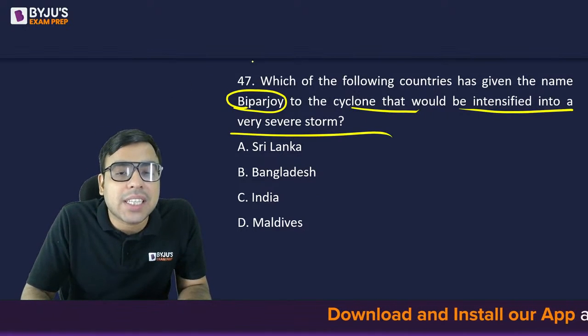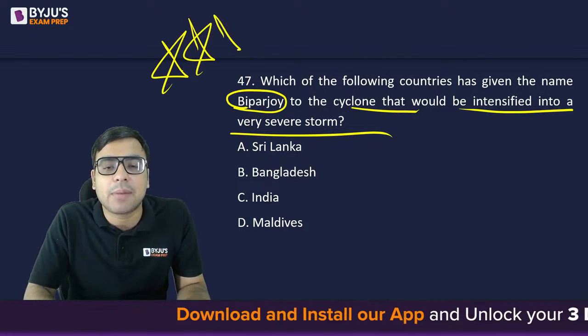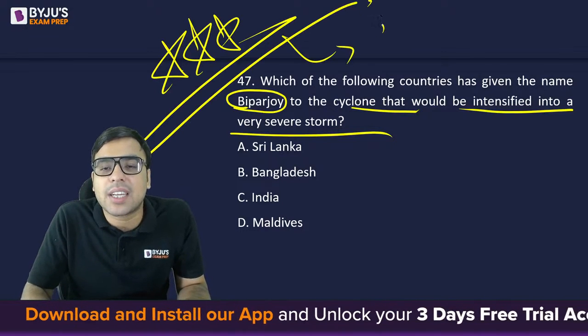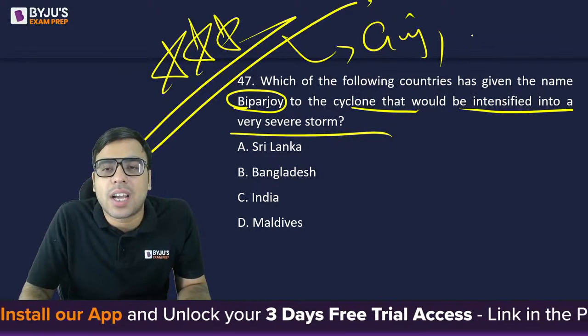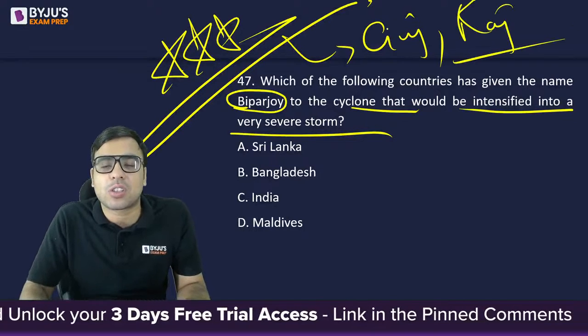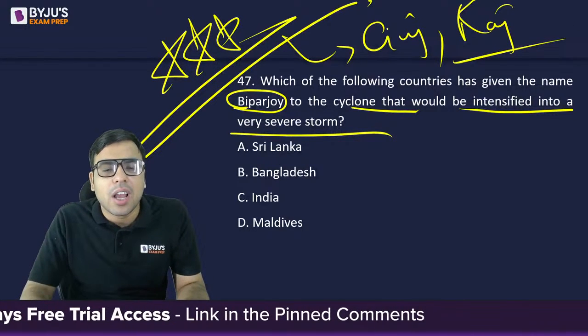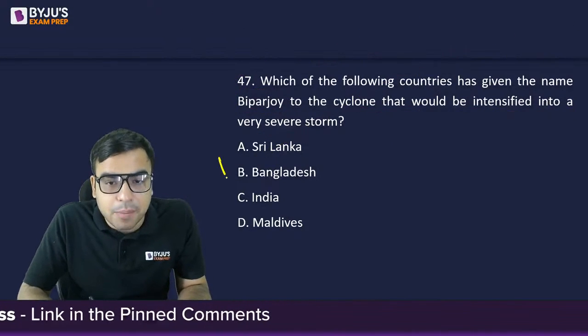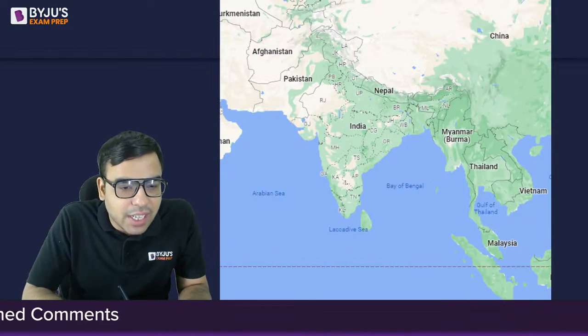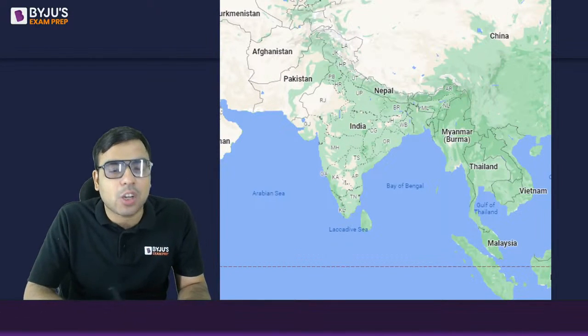बीपर जॉय नाम किसने दिया है? Very, very important. This can be asked, and this has hit the coast of Gujarat, and not only Gujarat but Rajasthan has also got affected, and Maharashtra and all. So it has been named by Bangladesh. B is the right answer to this question. We have discussed it. This is the path of Biparjoy.